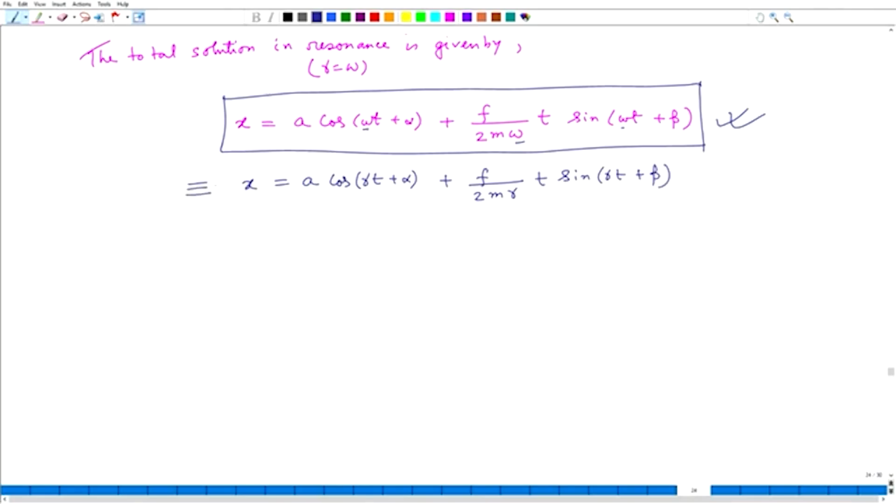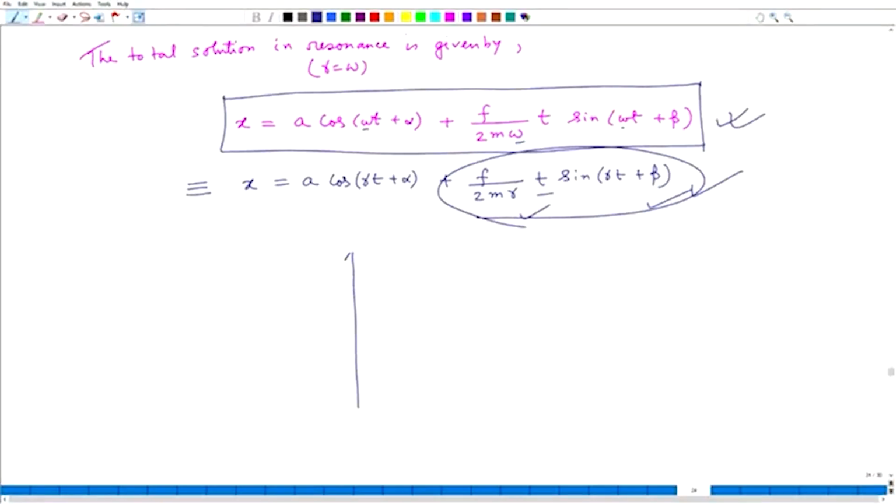Now with this one, what is the good news? The good news is that here nothing is actually blowing up for finite t. Of course, you will see here one term is increasing linearly with t. So this is something which is increasing, but it is not blowing up for finite t. And that gives us actually a much more familiar and much more reasonable picture for a resonance.